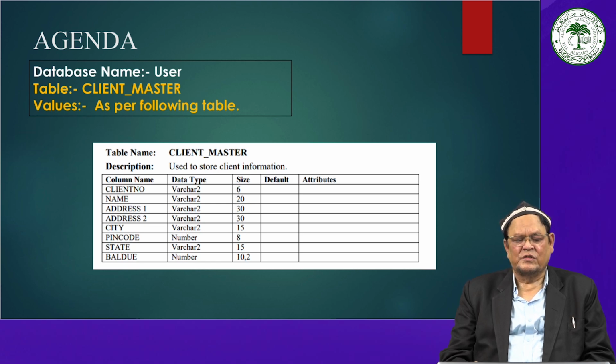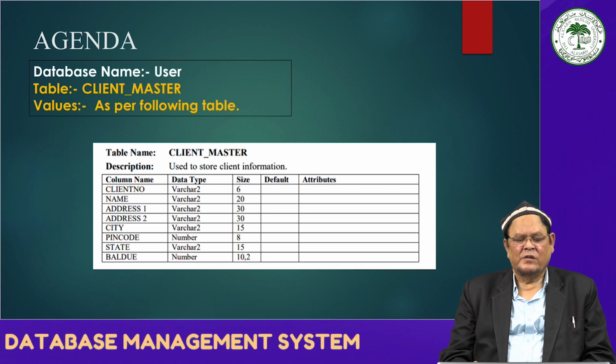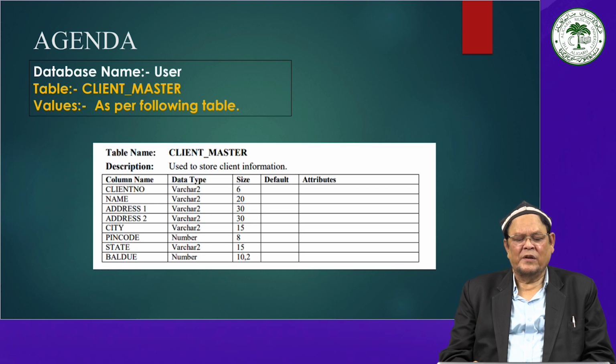These are the attributes, and the types of attributes are varchar, and some are number. And also we have to describe the size of the data types. So in the table which we will discuss, the first column name is client number, which is a varchar, and the size is 6.